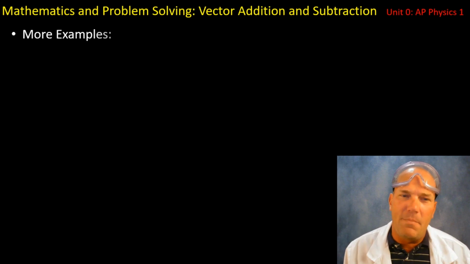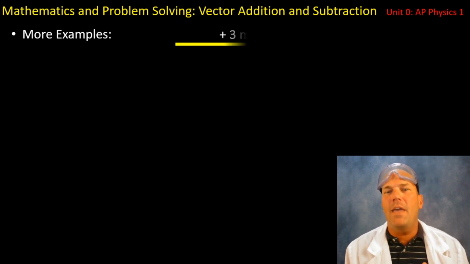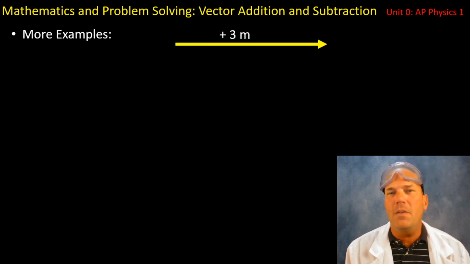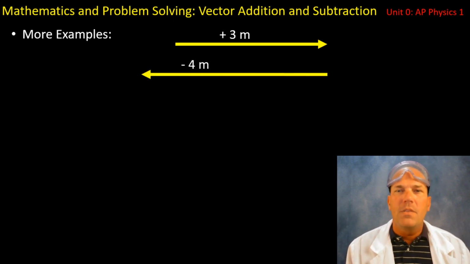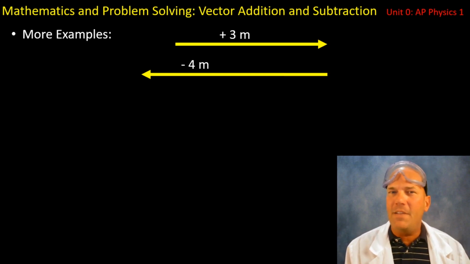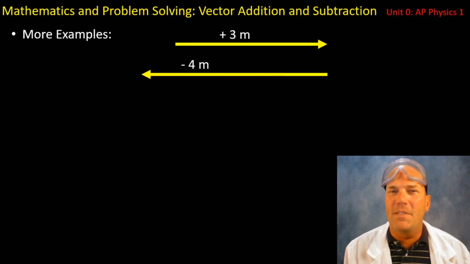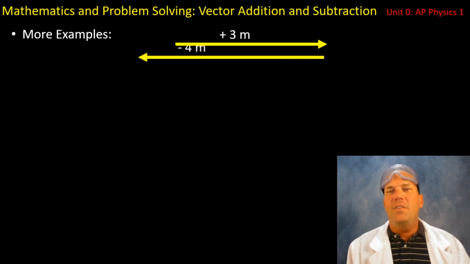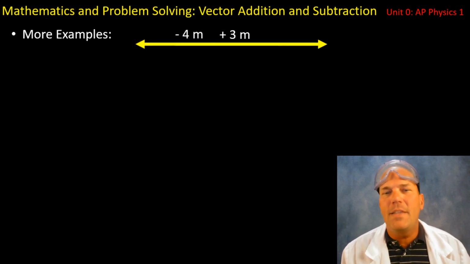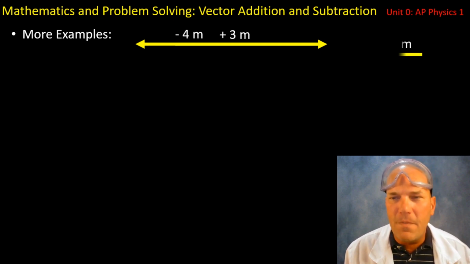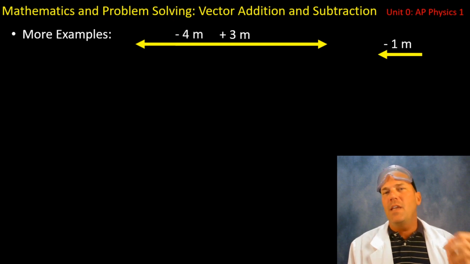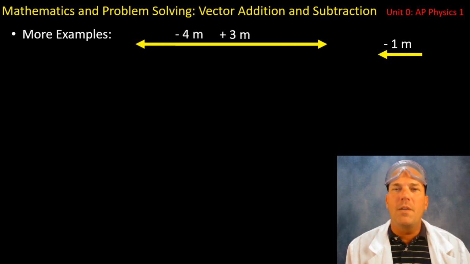Here are some other examples. Here we have a positive 3 meter vector and a negative 4 meter vector. So pause the video for a minute and see if you can use head-to-tail vector addition to find the resultant vector in this example. As you can see, when I align the tail of the second vector to the head of the first vector, the resultant vector in this case is negative 1 meter.